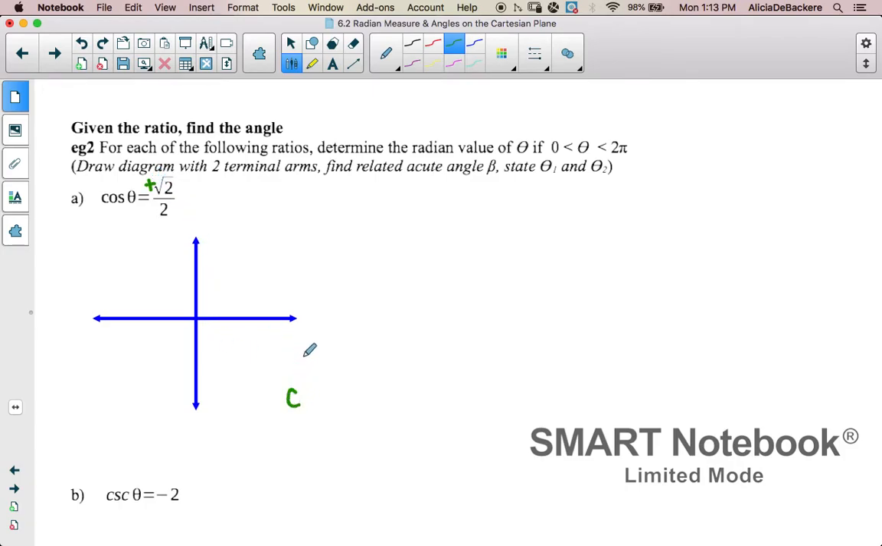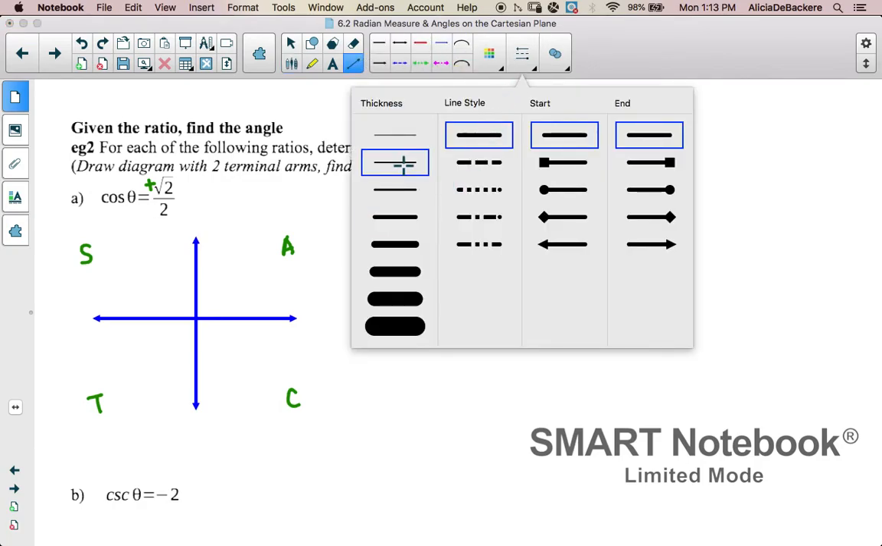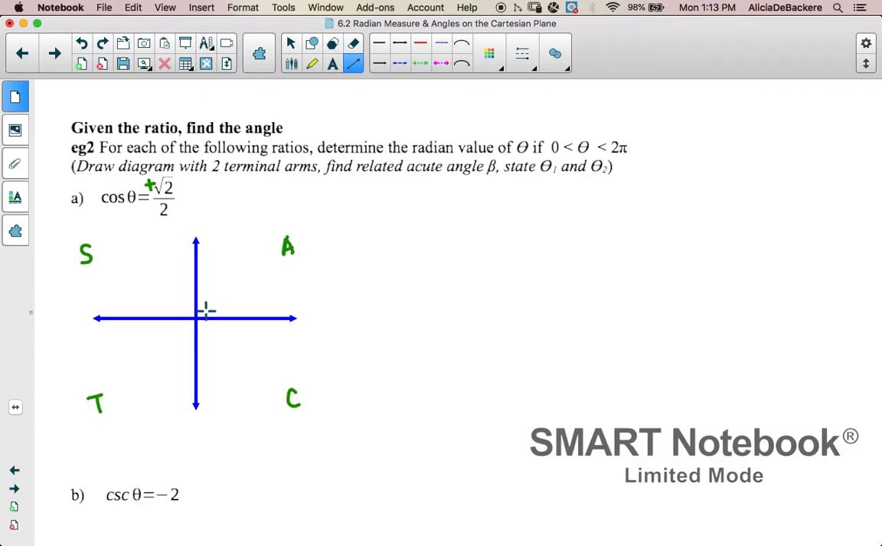Remember that I can label the CAST rule. It's kind of like we're going in opposite order here, right? First we thought about the sign, whether it was positive or negative. Then we thought about the CAST rule, and then this tells me where to draw the terminal arms for these angles. So I know that the cosine ratio is positive. So that tells me that it's either in the A quadrant or it's in the C quadrant.